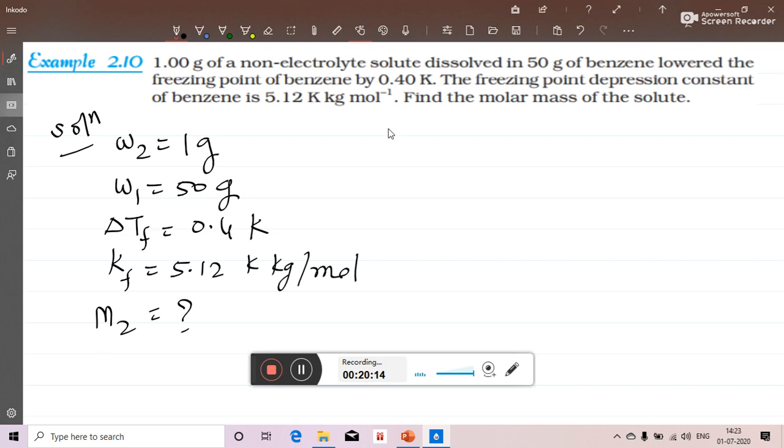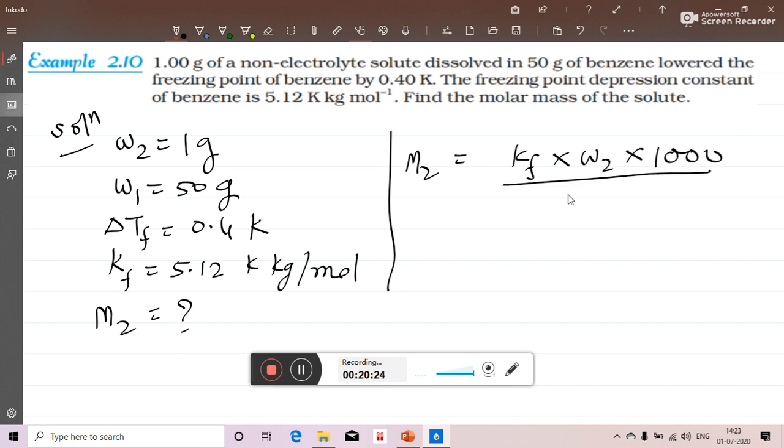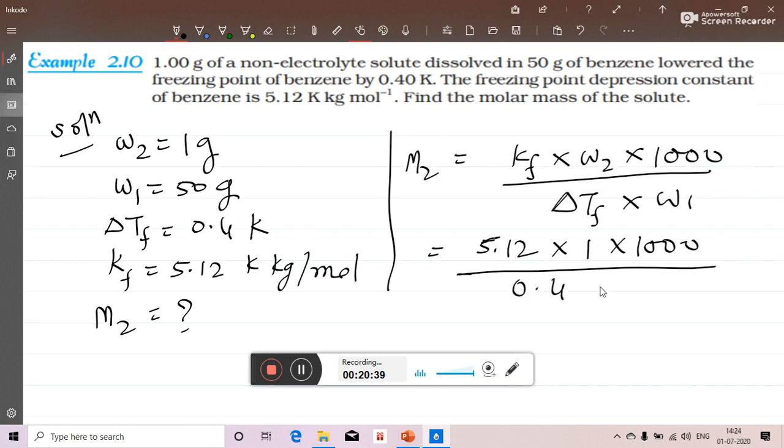Now when we make M2 as the subject, we will get Kf into W2 into 1000 upon delta Tf into W1. So Kf is 5.12 into W2 is 1 gram into 1000 upon delta Tf is 0.4 into W1 is 50 gram. So on solving this, our final answer will be 256 gram per mole. So this is the molar mass of solute.